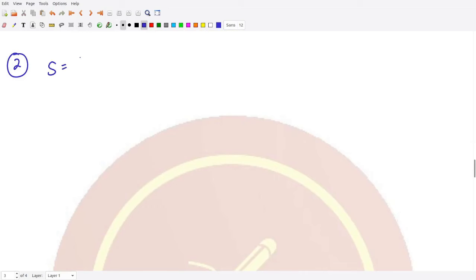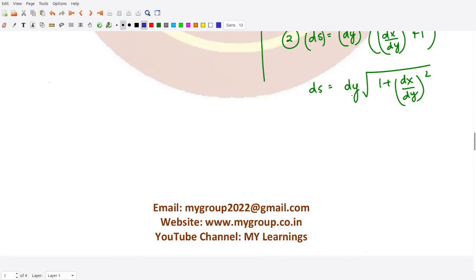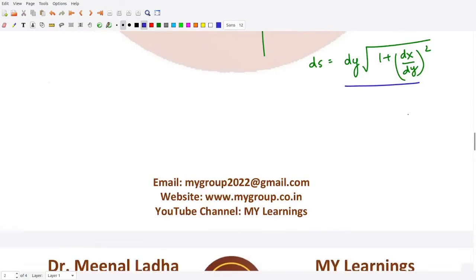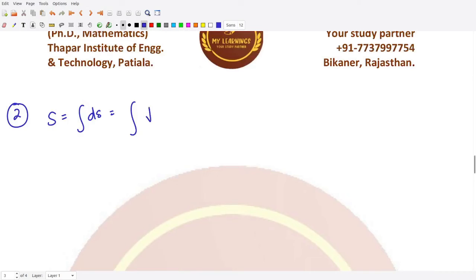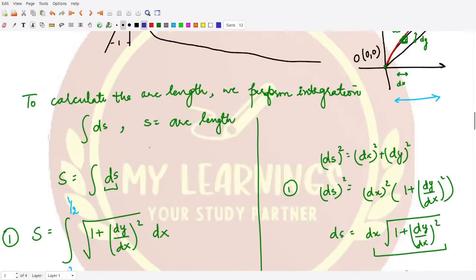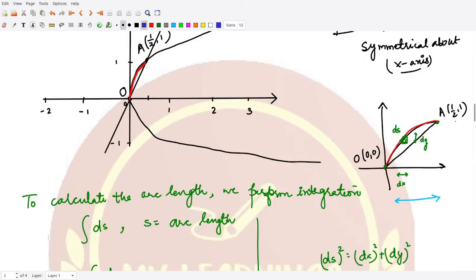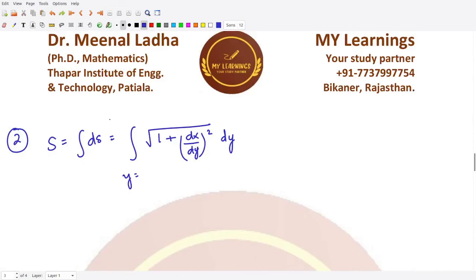You have s as the integration of ds. So in this case we are writing the second value for ds, that is the square root of 1 plus (dx/dy) whole squared, and the integral is being performed with respect to y, right? And what are the limits for y? You see the complete y here varies from the point 0 to the point 1. So the limits for y vary from 0 to 1.